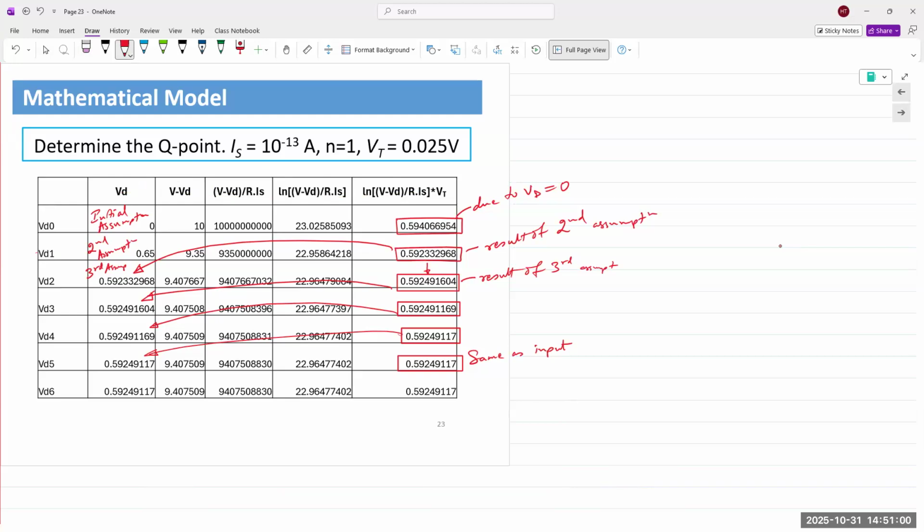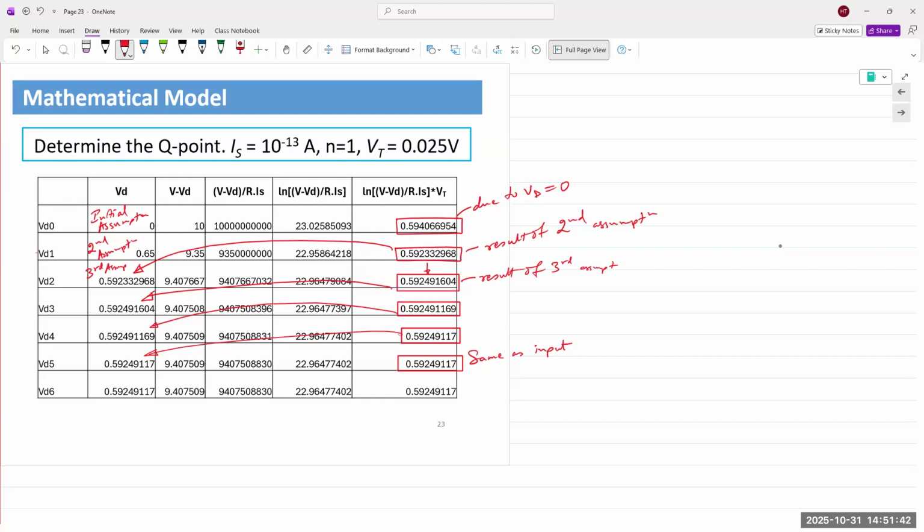In the next step, I chose 0.65 just to show what happens if I start off at some other value. Even though I chose 0.65, I still obtained 0.592. So I chose 0, I got 0.594. I chose 0.65, I obtained 0.592. That matches up to 2 decimal places, not to the millivolts, but still good enough if I wanted to keep it. Then I took the 0.592 and I plugged it back into my third step.